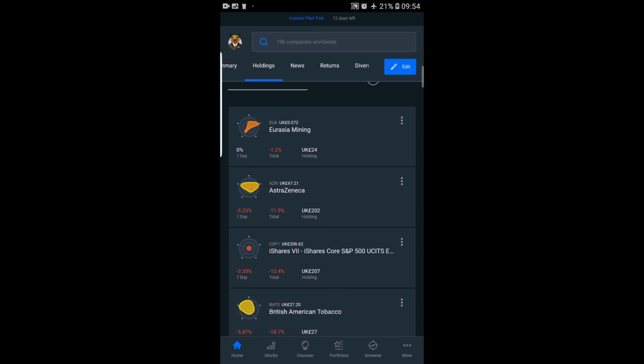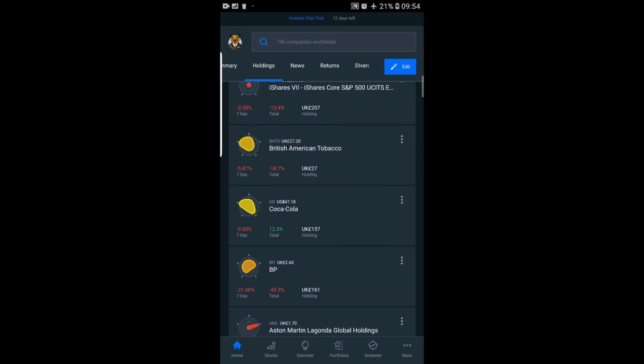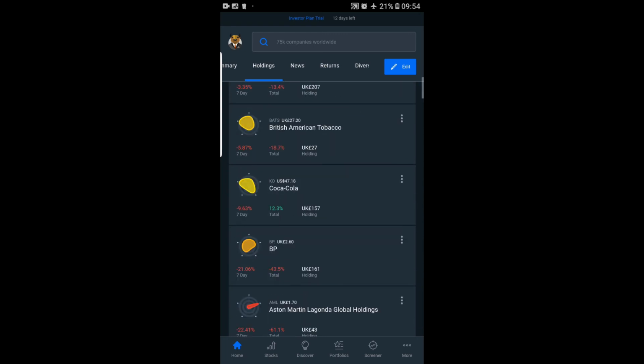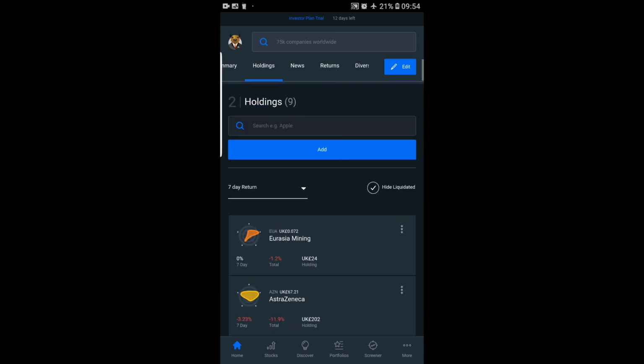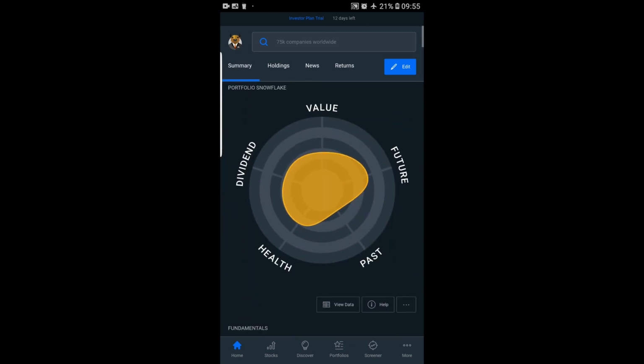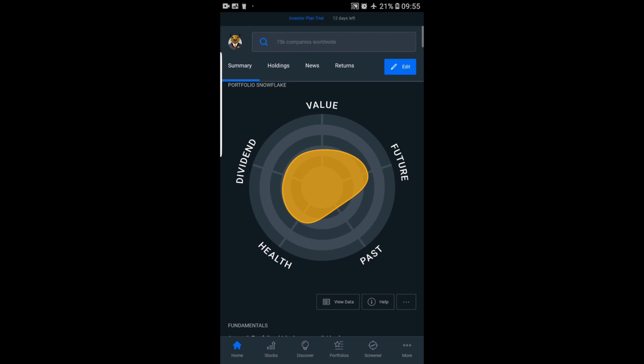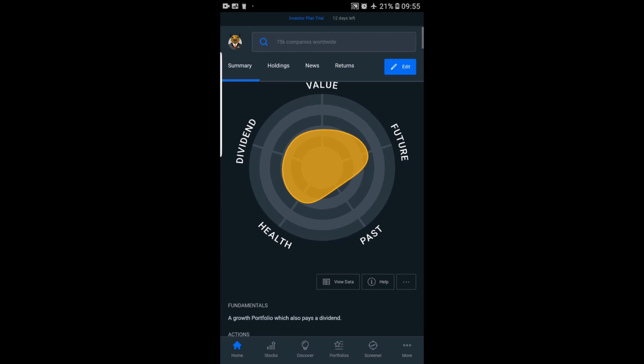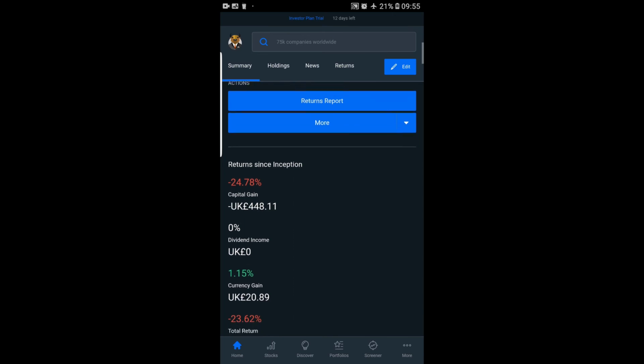So when it comes to figures, as in my money, I don't use this accurately. The information I've entered is accurate, but I use my brokerage as the accurate record of my actual money and where it is. So here you can see that they do a snowball effect. That's my portfolio. It's okay. It's not great, but it's okay.